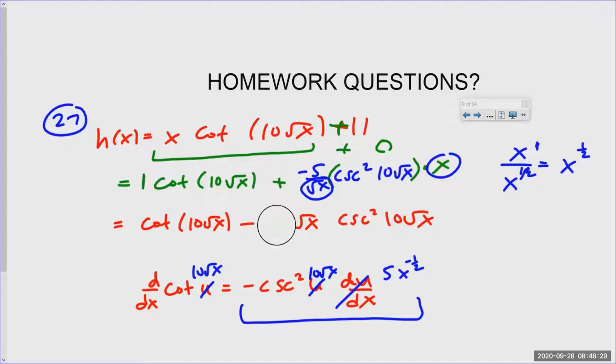What is this? Oh, it's a 5. Okay. Did you guys get the same? Did I do it right? Any questions on that? All right.